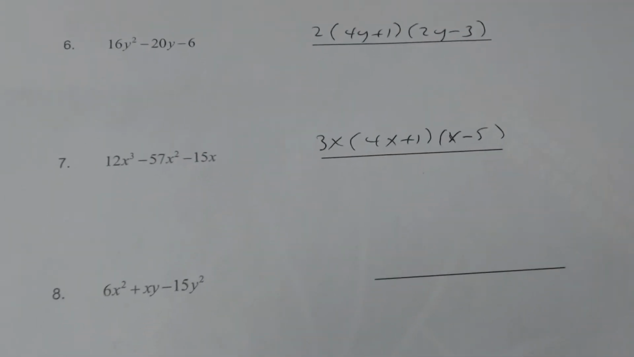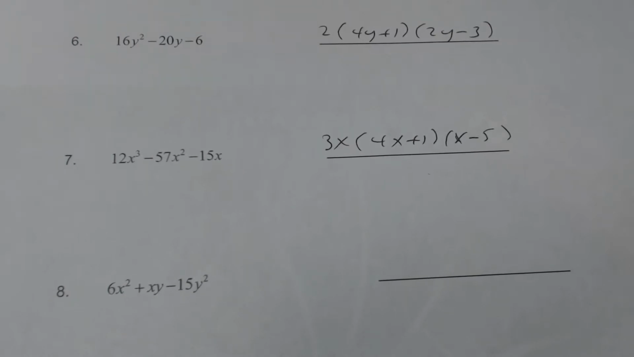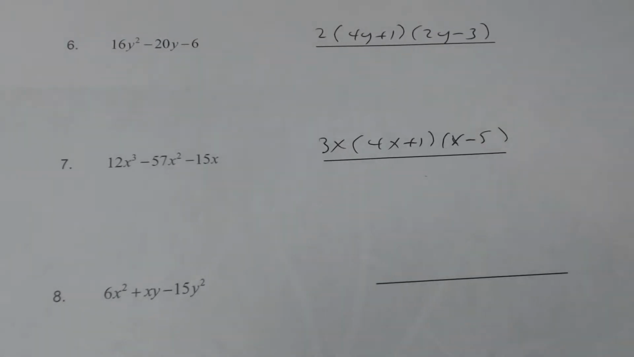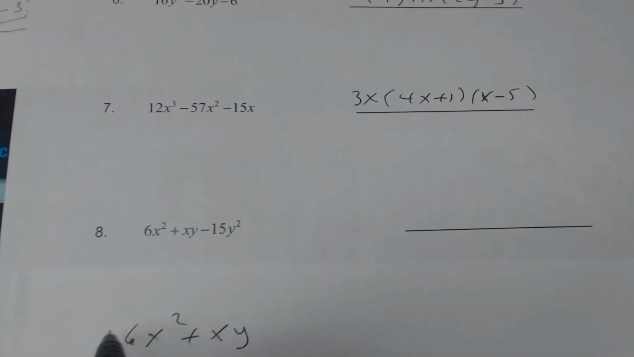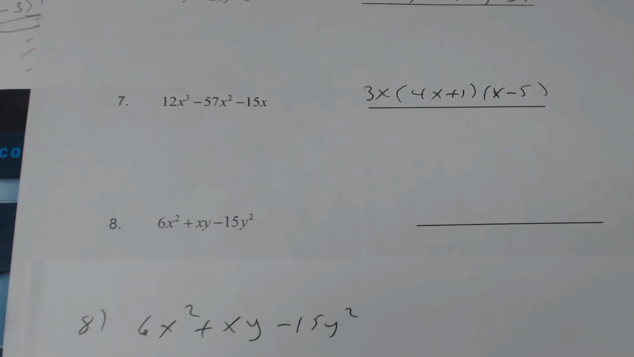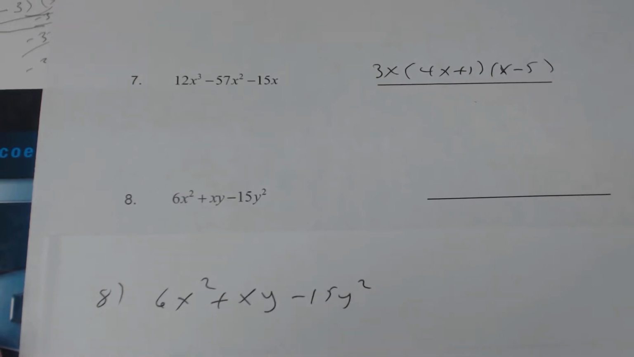All right, so let's look at number 8. So number 8, we have 6x squared plus xy minus 15y squared. Okay, so this time we have two variables. So it's not that bad. It's pretty easy. The GCF here is 1, so we're going to go directly to the two binomials.